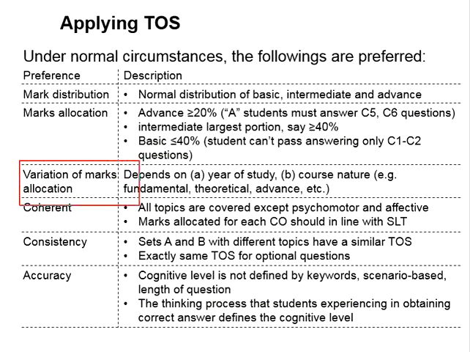This is about the variations of the marks allocations. Next is about the coherence. All the topics must be covered, except those related to the psychomotors and affectives. Psychomotor will be more appropriately evaluated through practical tests. As for the affective, it will be more appropriately evaluated through observations. And the marks allocations for each CO shall be more or less in line with the student-centered learning.